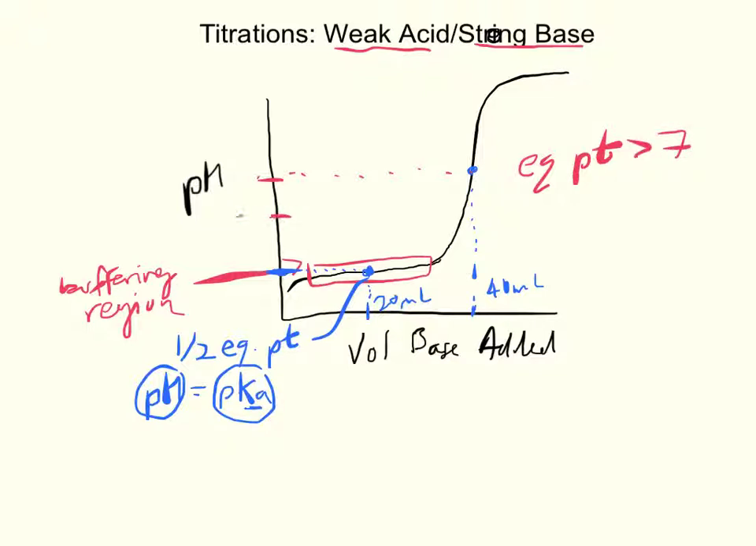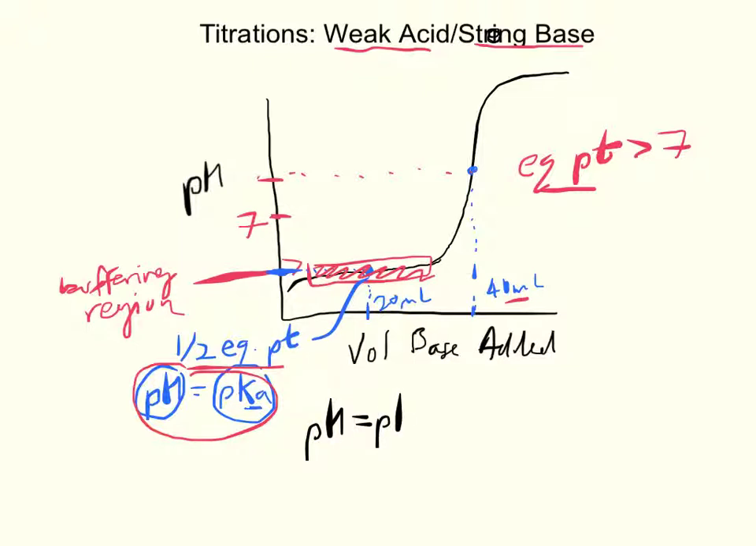pH of 7 would be somewhere around here. It's going to depend, what it will be exactly, on the concentration of the acid and the base and the Ka value. But what you need to recognize, if you see a titration curve with a gradual line, that's a buffering region, which means we can figure out what the half equivalence point is and what the equivalence point is, the volume added.